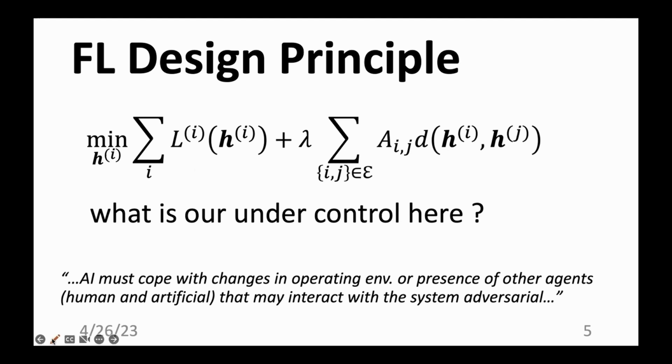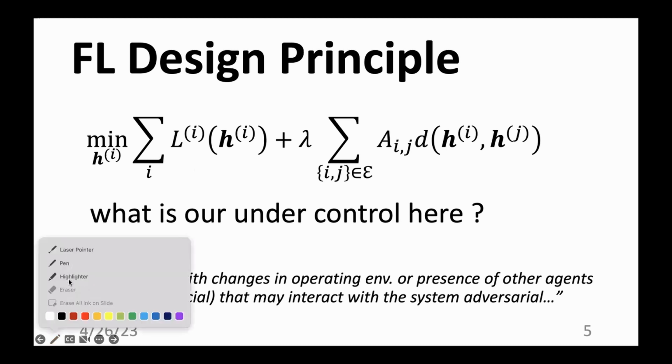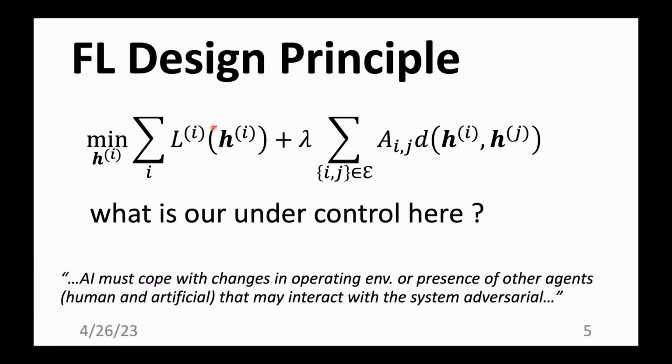So the question here is now, from an operational perspective, what is here under our control? I mean, we must design federated learning systems, which are a special case of AI, that cope with changes in operating environment or presence of other agents, human or artificial, that may interact with the system in an adversarial manner. So this is a quote from the requirements, from the European requirements for trustworthy AI.